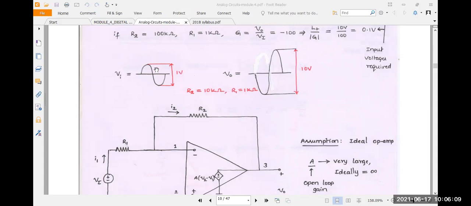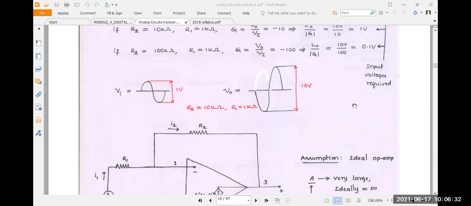It means we are converting a lower voltage to a higher voltage with a 180-degree phase shift. For that you can use resistances: R2 is 10 kilo ohm and R1 is 1 kilo ohm. From that you can make a 180-degree phase shift, which means you can convert 1 volt to 10 volts using the inverting amplifier. Understood?